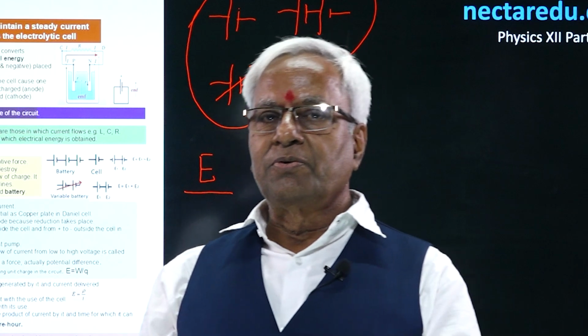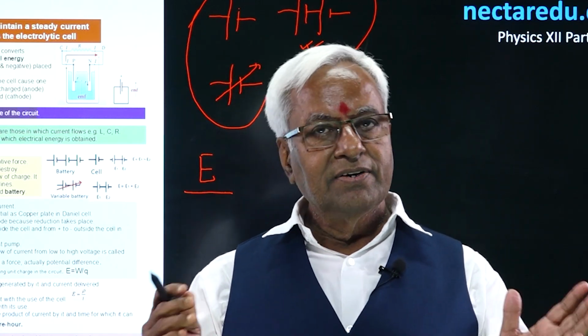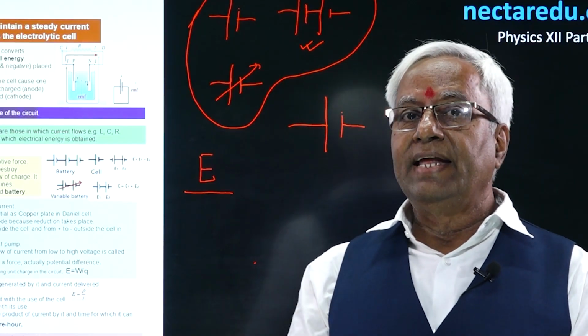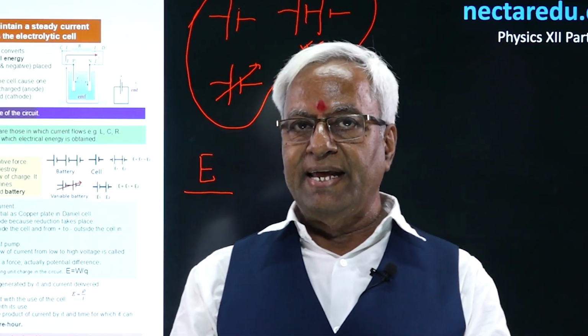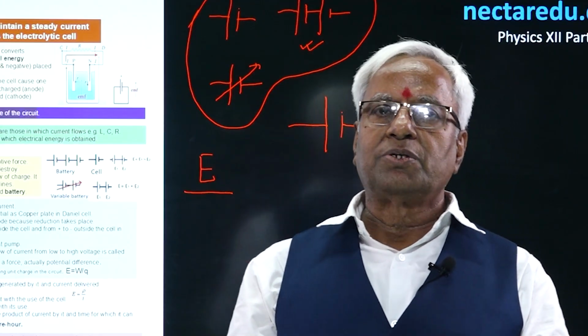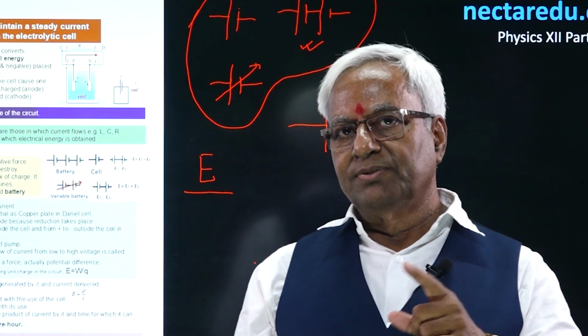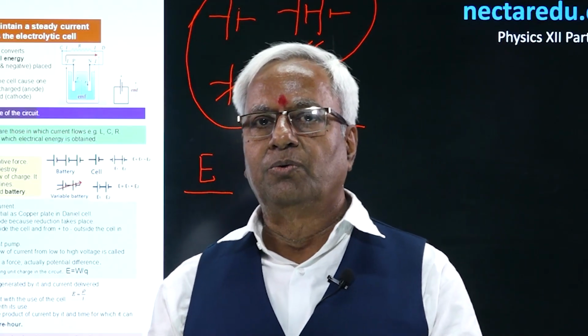But when it comes to chemistry, they have a different criteria of oxidation and reduction. For example, in Daniell cell, we have a copper plate. The copper plate, according to our view, is positive, that is anode. But since reduction takes place there, chemists probably consider it as cathode.